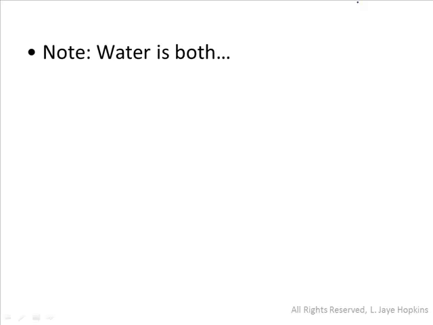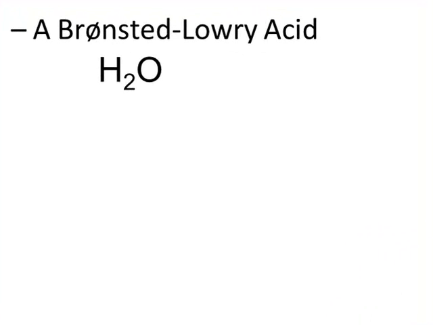We already said that water is an example of both an acid and a base by the Arrhenius definition. But this is actually also true by the Brønsted-Lowry definition. Water is a Brønsted-Lowry acid because, as an acid, it should be able to donate hydrogen ions. Well, we've already seen that water can dissociate into a hydrogen ion as well as a hydroxide ion. The fact that it dissociates and produces hydrogen ions makes it both an Arrhenius acid and a Brønsted-Lowry acid.